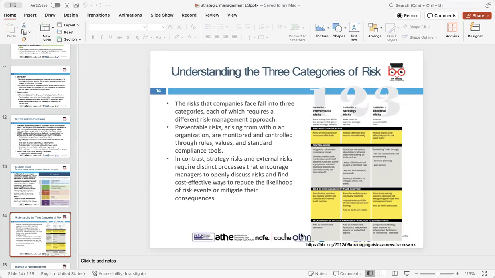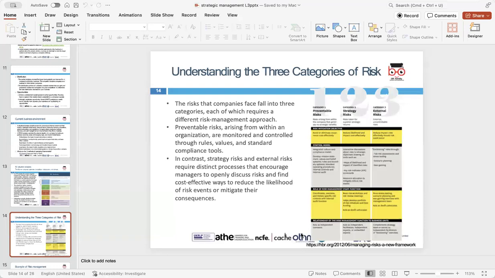Preventable risks are internal and arise from within the organization. These risks are controlled through compliance systems, rules, and internal audits. Strategic risks are associated with the company's business strategies. Managers must openly discuss these risks and find cost-effective ways to mitigate them. Key risk indicators and stress testing can help foresee and reduce the impact of these risks on strategic objectives.